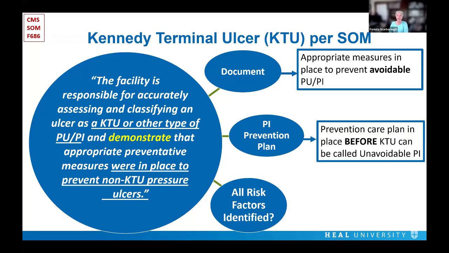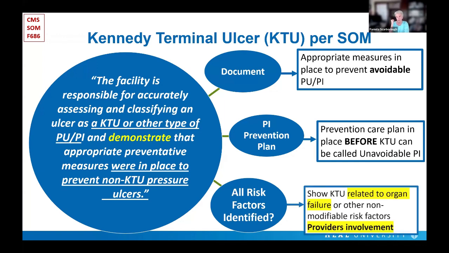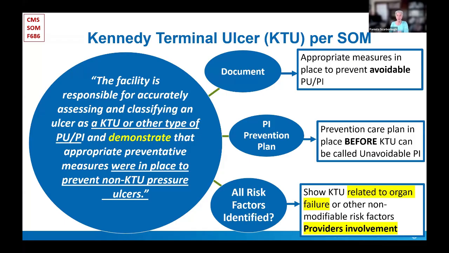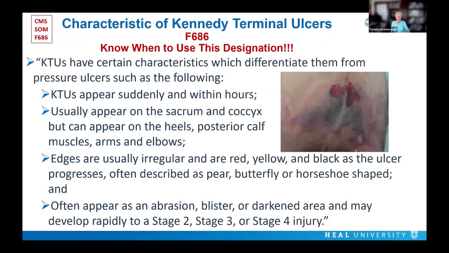That prevention care plan has to be in place before that Kennedy terminal ulcer can be called unavoidable, according to CMS. You want to show that the Kennedy terminal ulcer was related to organ failure or other non-modifiable risk factors, and you need your providers involved. We've been trying to do this with nursing primarily. The providers are going to have to come in and be responsible for some of this information when it gets back to the organs, bring that information forward into your documentation, and document the ICD-10s that are contributing to skin failure.